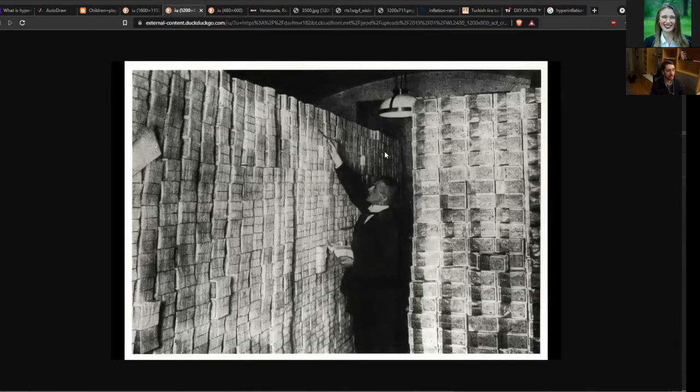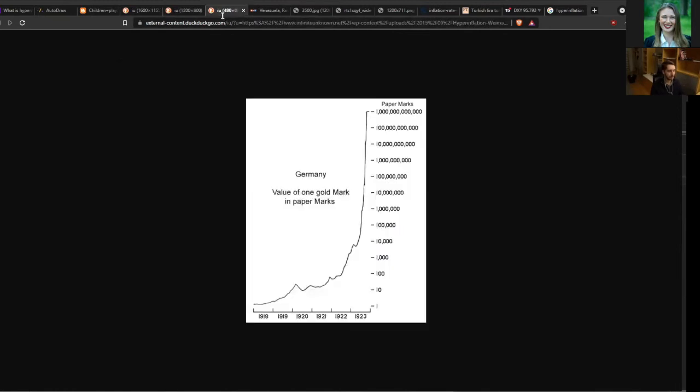Again, another not per se exciting, but just mind-blowing photo: a full room to the brim loaded up with dollar bills. Absolutely incredible stuff. Now, this is a really interesting chart to showcase just how quickly hyperinflation can kick in.